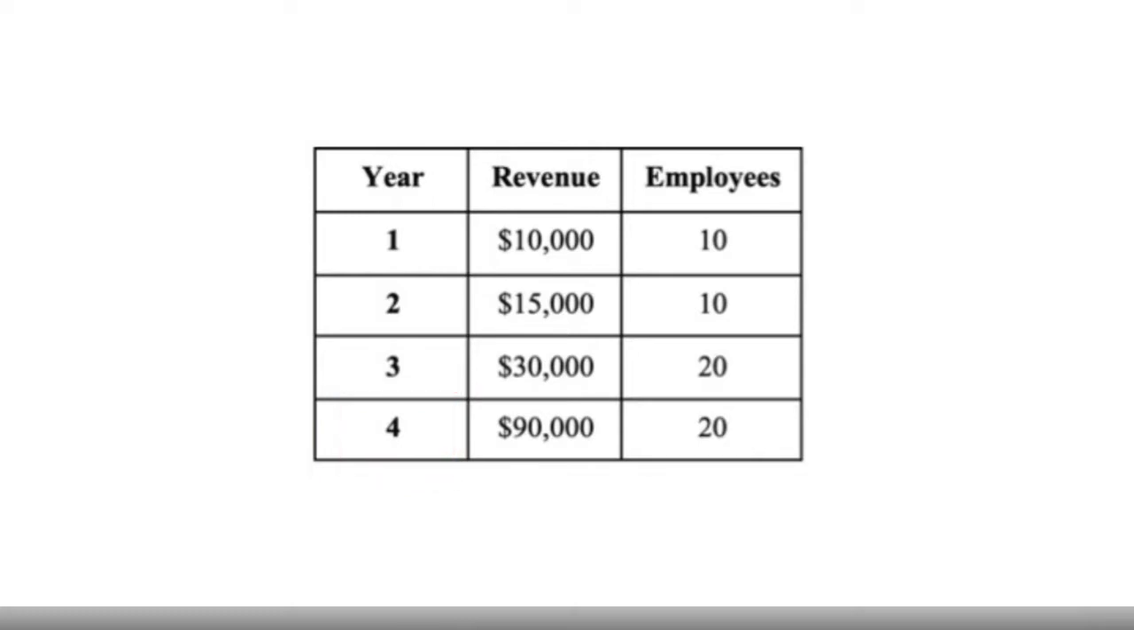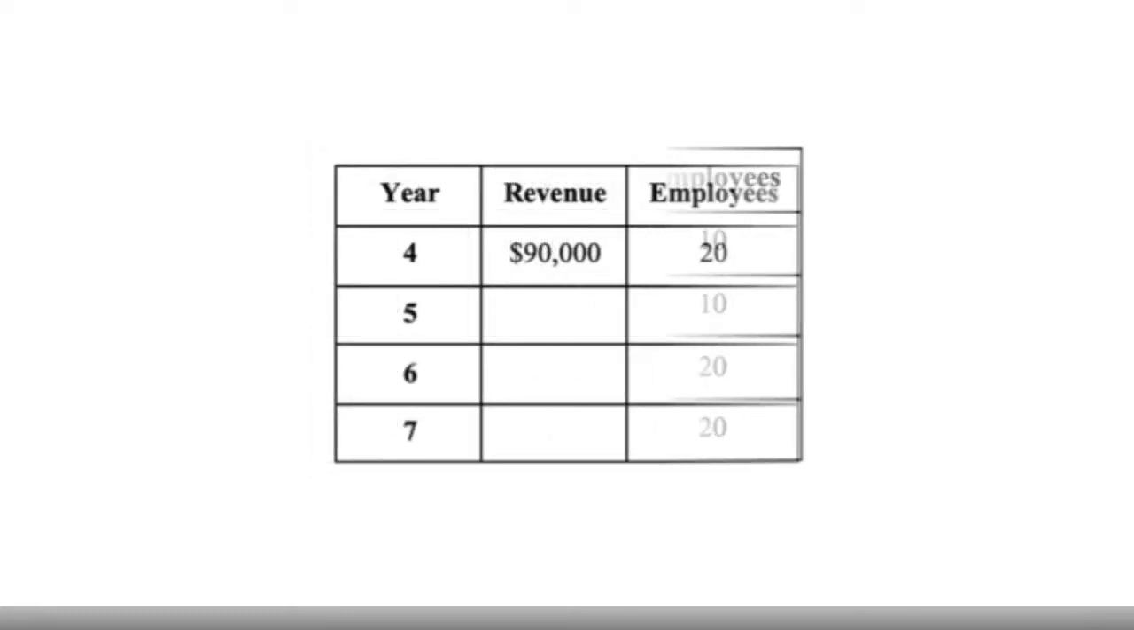Revenue grew by 50% in year 2, and employees stayed the same, while revenue and staff doubled in year 3. From year 3 to year 4, revenue tripled, but staff stayed the same. Let's use the same chart and fill in the known data for the current year, year 4.